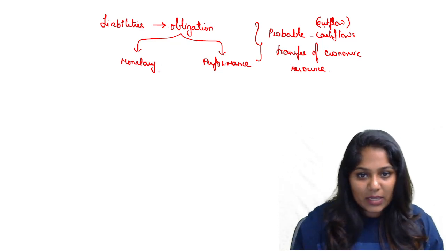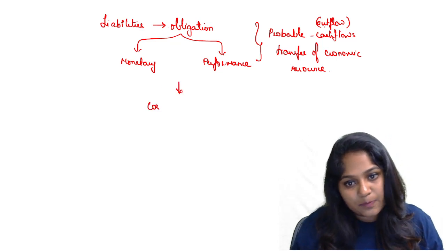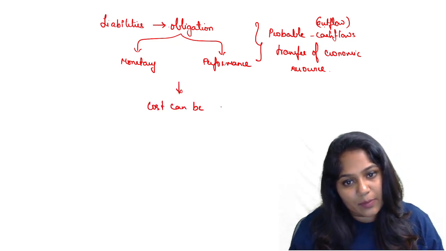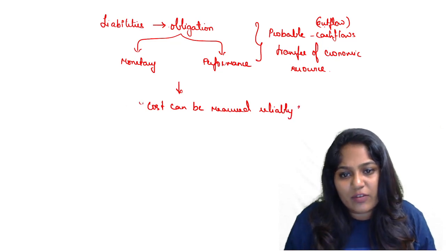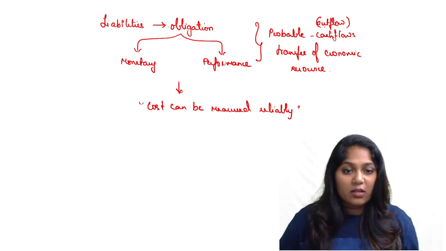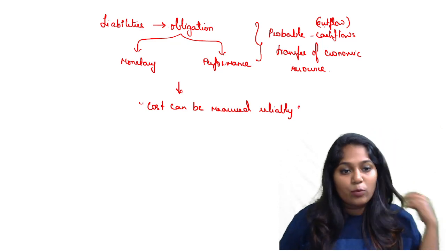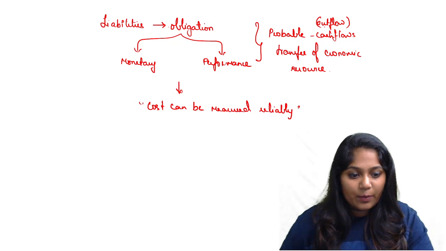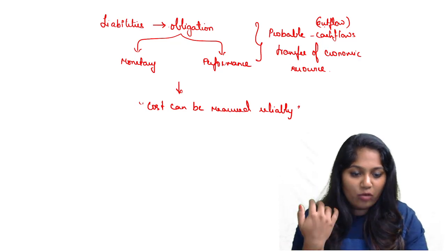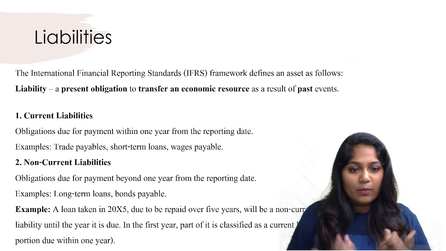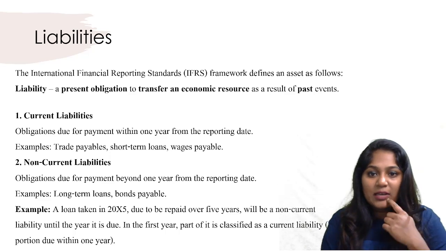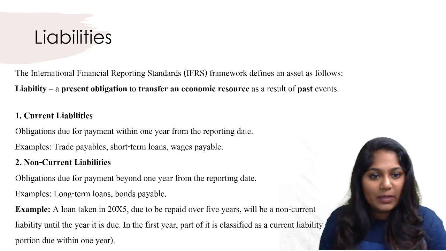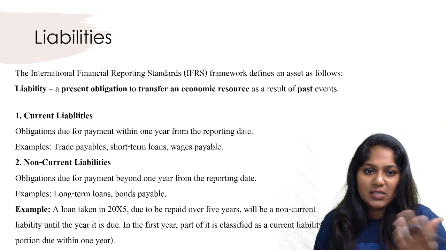And technically speaking, the cost can be measured reliably. You need to know that the worth of the cookie has to be somewhere around 7 or 8 rupees, or 10 rupees for that matter. So the cost has to be measured reliably, both in assets as well as in liabilities. If you go to the slide of what is liability, what do you mean by liability? So liability is a present obligation to transfer an economic resource as a result of a past event.